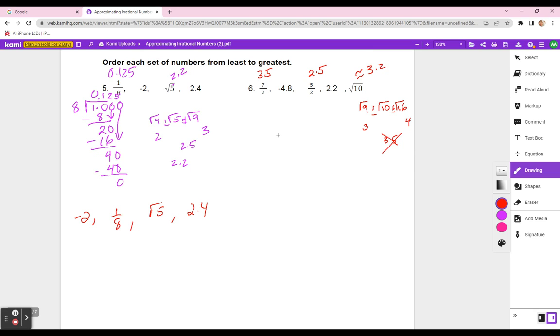All right, now I can go ahead and order them from least to greatest. This is our negative number, so that's our smallest number, -4.8. And then it will be this number here, 2.2. So I've got this one. And then it will be this number here, 2.5. And then it will be the square root of 10. And then 7/2.